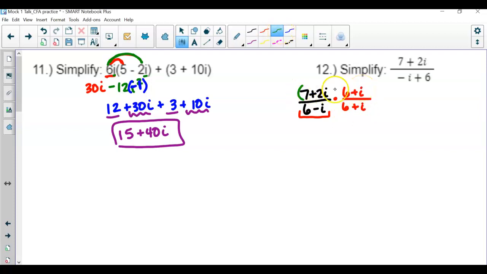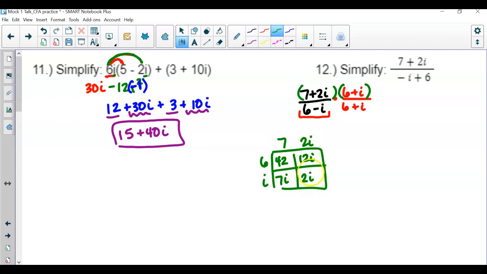Now notice here we are multiplying two binomials in our numerator, so we do need to set up the box method. So 7 and positive 2i, and 6 and positive i. 7 times 6 is 42. Here, 6 times 2i is 12i. 7 times i is 7i. And 2i times i is 2i squared. Remember, i squared is always negative 1. So 2 times negative 1 is negative 2. So really, we have negative 2 being replaced here.